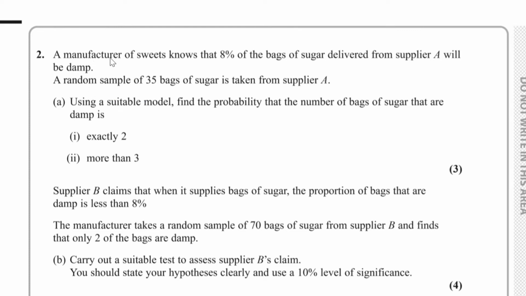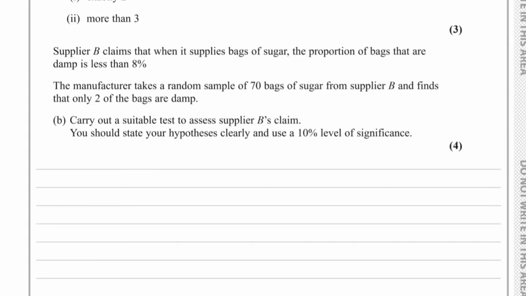Question number 2. A manufacturer of sweets knows that 8% of the bags of sugar delivered from supplier A will be damp. A random sample of 35 bags of sugar is taken from supplier A. For part A, using a suitable model, we have to find the probability that the number of bags of sugar that are damp is, for the first part, exactly 2, and then for the next part, more than 3. We begin by letting D equal the number of bags that are damp.